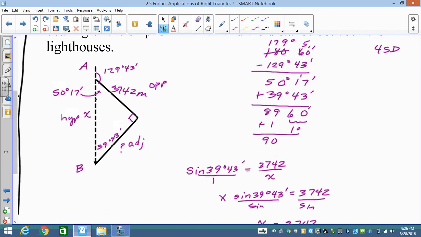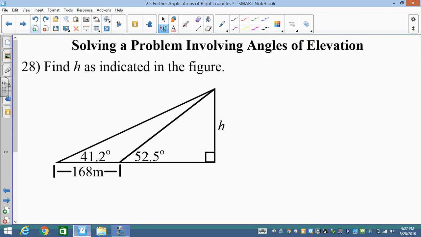The biggest thing is being able to draw these pictures and see if you can get that right triangle so that you can use it. Okay, one problem left, and this one is a doozy, I promise. Okay, solving a problem involving angles of elevation, find h as indicated in the figure.